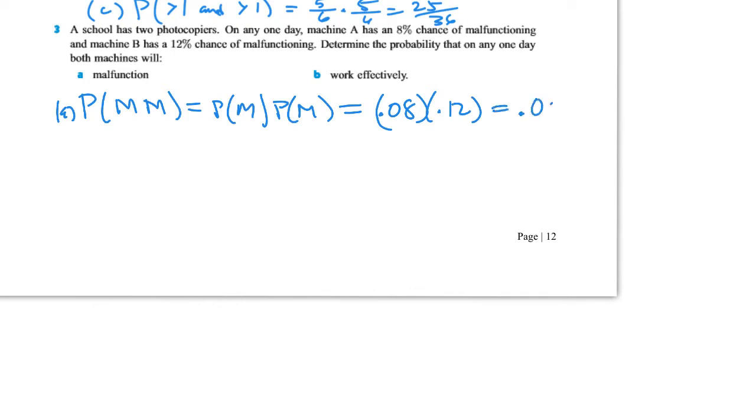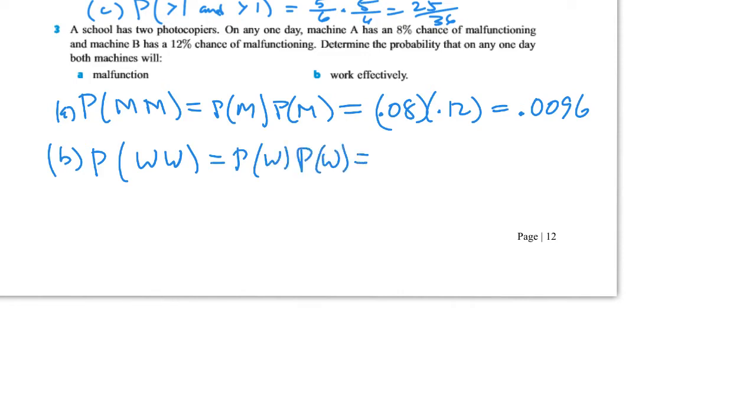Okay, 0.0096. Part B, both work effectively. So let's just call that work. Multiplication rule, P of work times P of work. That's a complement. Malfunction and work are complements, so there's a 92% chance machine A works.